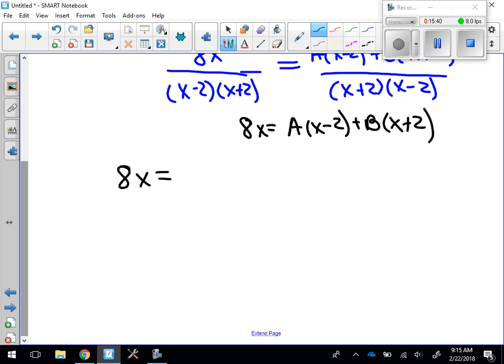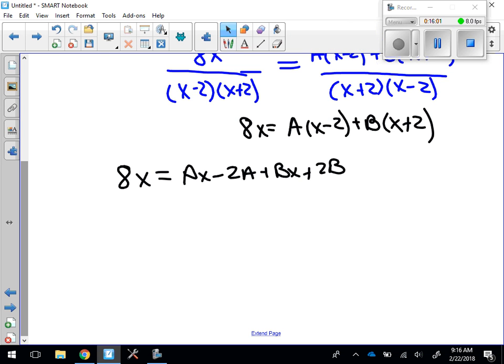And then I'm going to do the algebra. So this is going to give me ax minus 2a plus bx plus 2b. And if these two sides of the equation are equal, which they are because there's an equal sign and that's what it means. Okay. And this is what I would term a life skill, which means it's one of those techniques that you can use in many different places.